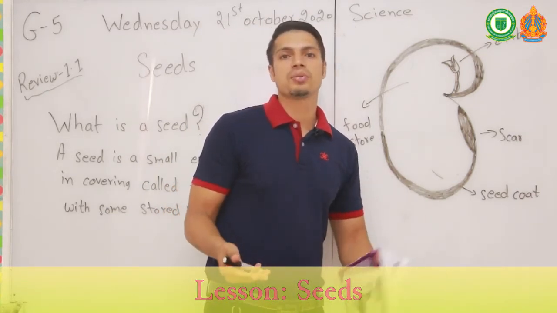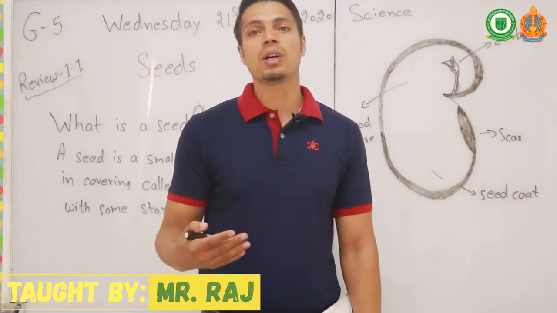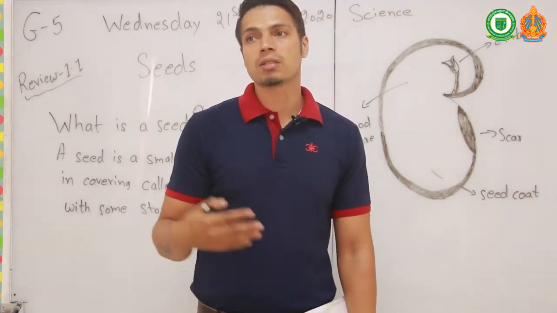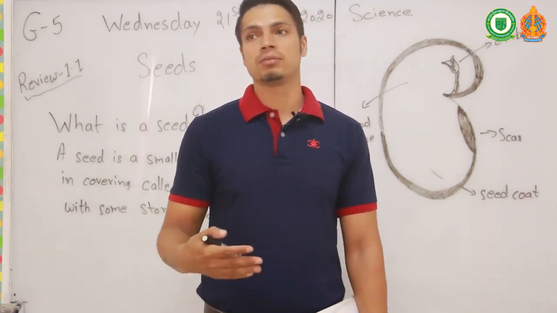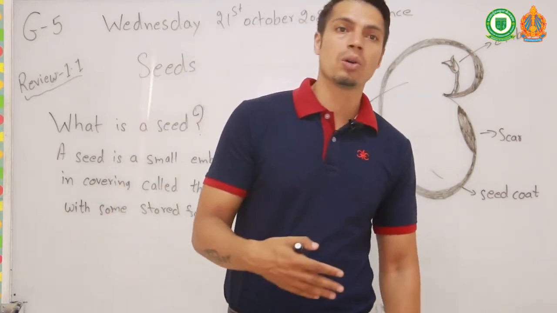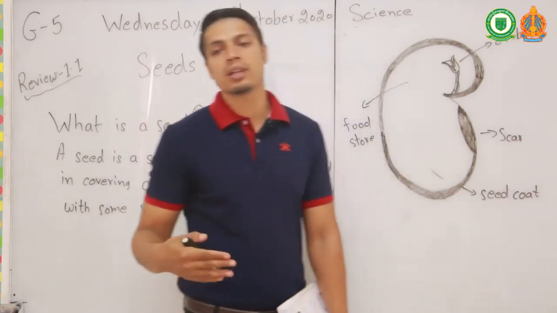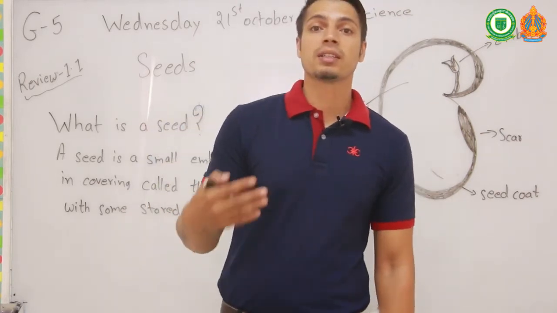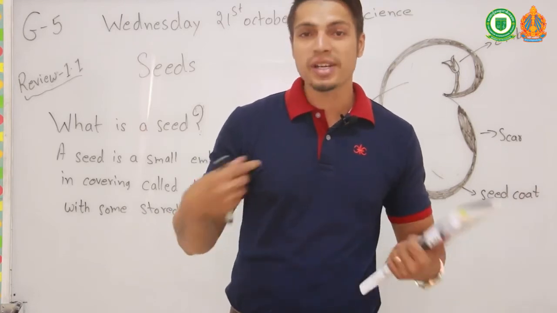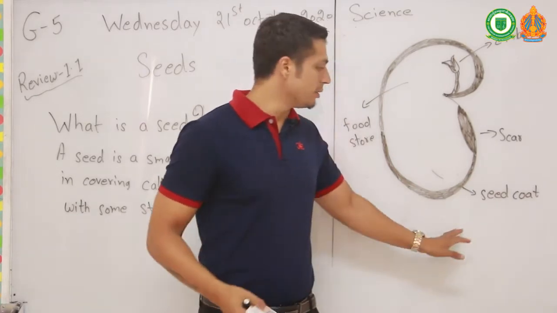So what is the function of the seed coat? The seed coat protects the seed from bad weather, like rainy, windy, or too much sun. When it's raining we wear a raincoat to protect us from the rain, from the water. The same thing applies here.